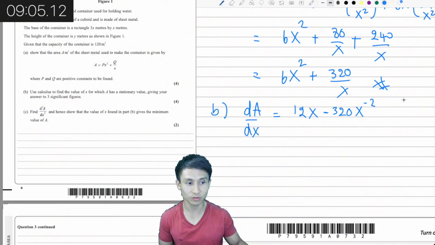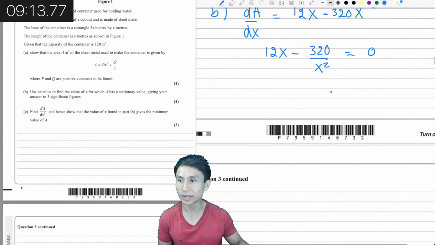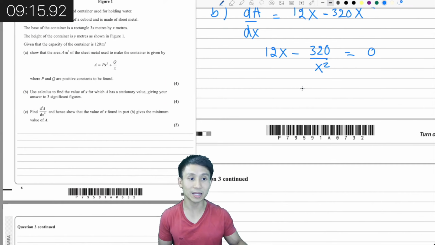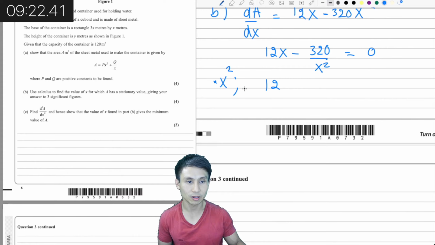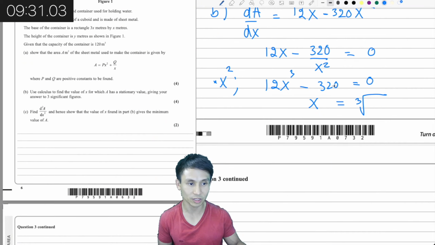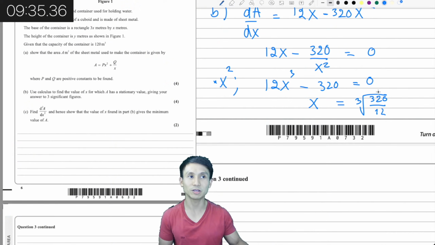Now we equate it to 0. So we do 12x minus 320 divided by x squared equals 0. And we want to find x. So let me multiply that across by x squared, so I'm going to get 12x cubed minus 320 equals 0. So I have x equals cube root. Solving that equation would be 320 divided by 12, and here we have to cube root that.